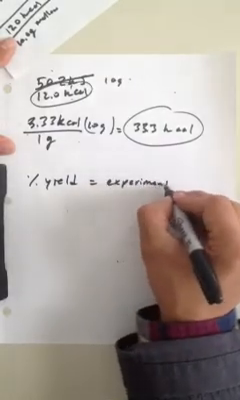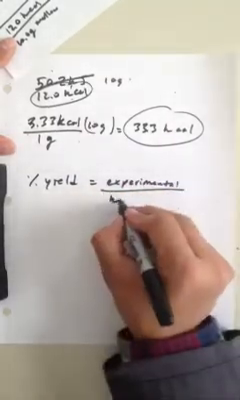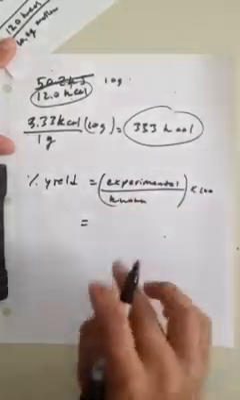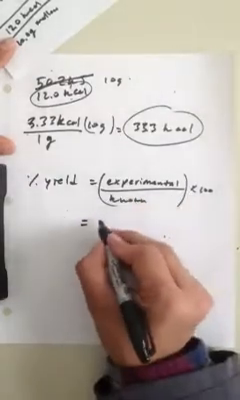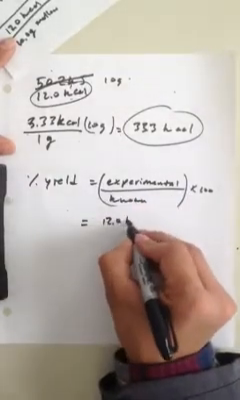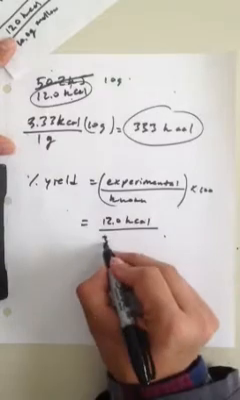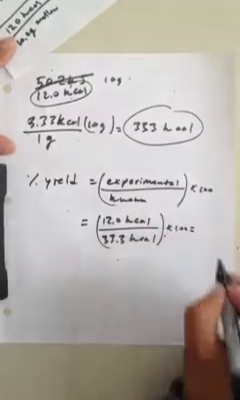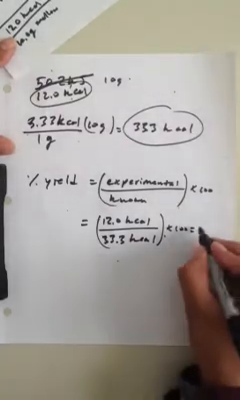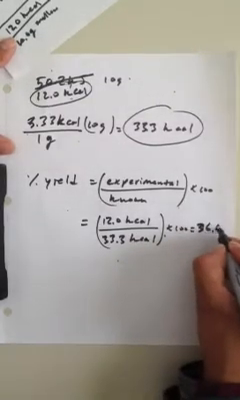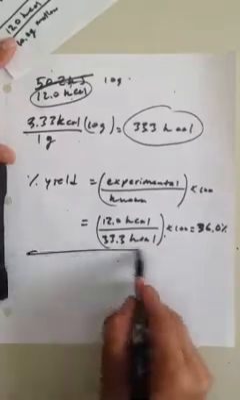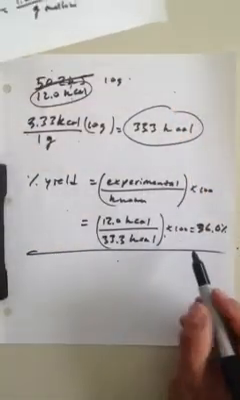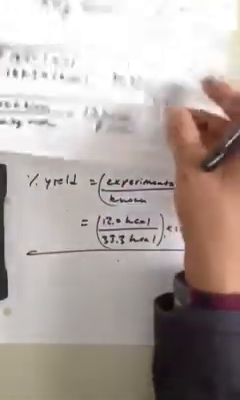versus the known value, times 100. So it's to see what percentage, how close are you to the known value. And in our case, it's 12.0 kilocalories over 33.3 kilocalories times 100. And that ends up to be something like 36%. You could also just compare the kilocalories per gram to find the percent yield.